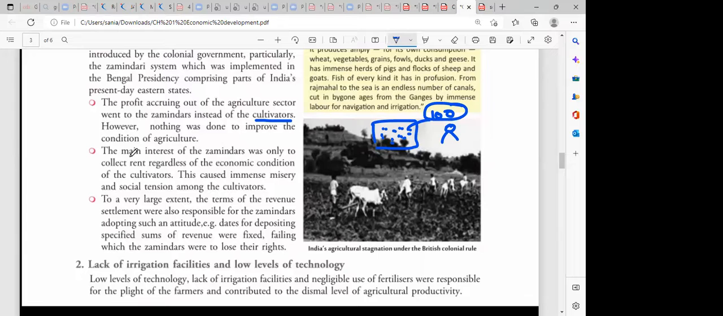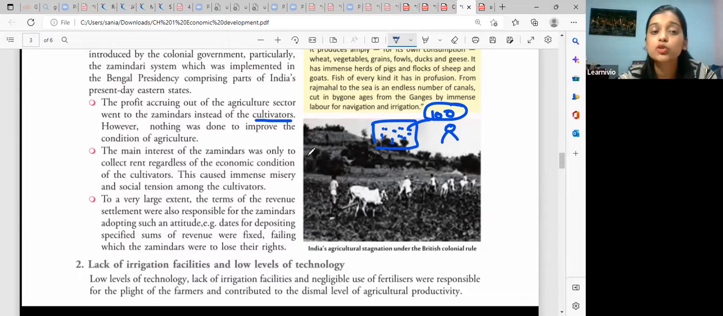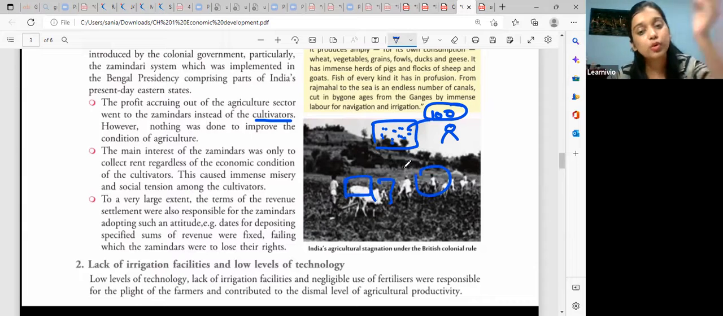Second, the main interest of the zamindar was only to collect rent regardless of the economic condition of the cultivator. This caused immense misery and social tension among the cultivators. See, everyone is not in the same condition. Everyone's economic condition is different. Maybe someone is rich, someone is poor. If there are 4 lands over here, the main role of the zamindar was to collect the tax. They used to come and collect the tax. For example, I am very poor and unable to give you 100 rupees. I'll ask you, sir or ma'am, I want to reduce the fees or something like that, right?